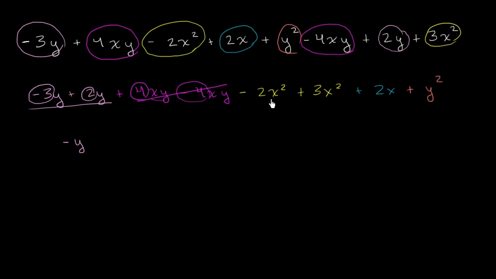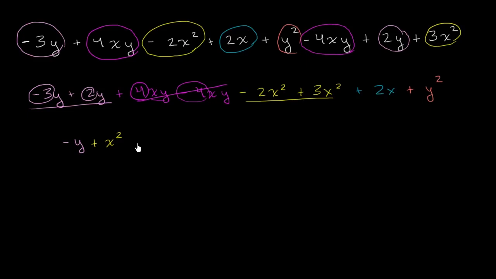And so I'm left with no xy's. I could have written 0xy, but that seems unnecessary. Then right over here, I have my x squared terms. Negative 2 plus 3 is 1. Or another way of saying, if I have 3 x squareds and I were to take away 2 of those x squareds, I'm left with 1 x squared. So this right over here simplifies to 1x squared, or I could literally just write x squared. 1x squared is the same thing as x squared. So plus x squared. And then there's nothing really left to simplify.